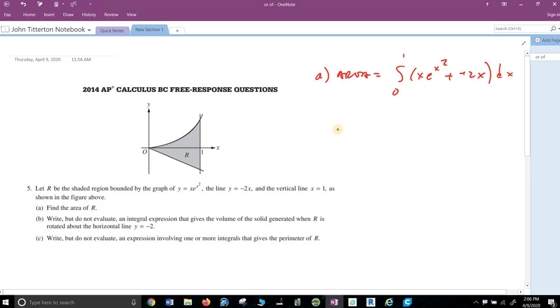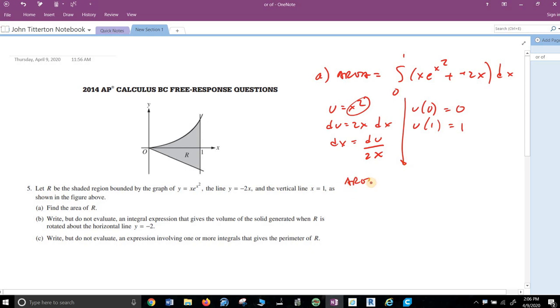Now, break this into 2, but first, let's do some substitution. U equals x squared, du equals 2x dx, dx equals du over 2x. u of 0 equals 0, plug in 0 here, u of 1 equals 1, plug in 1 there, and all this becomes the integral from 0 to 1. I'm going to just sub it in right now.